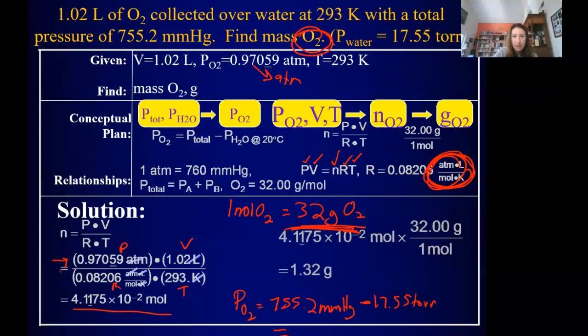That's what we have to do first. That's our very, very first step. 755.2 minus 17.55, so we get 737.65 mmHg. And then we have to convert that. So we're not going to use this pressure, we're going to use this pressure right here. Okay. Now we're going to try another fun one.